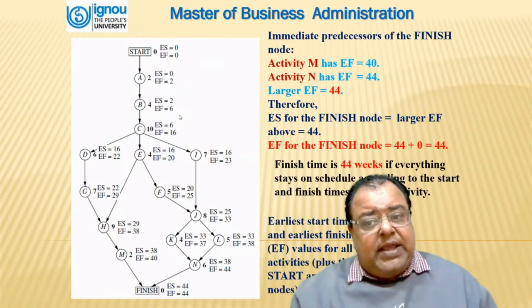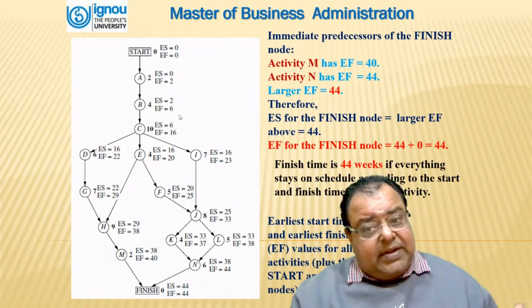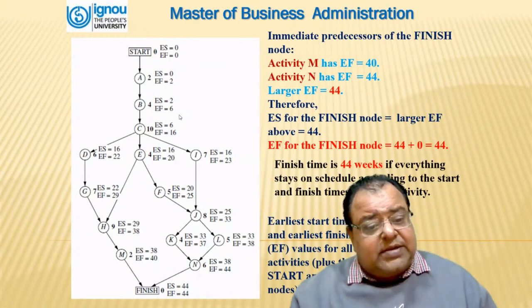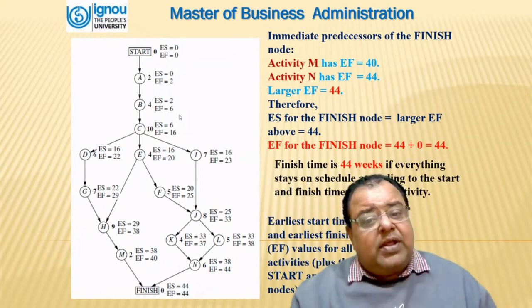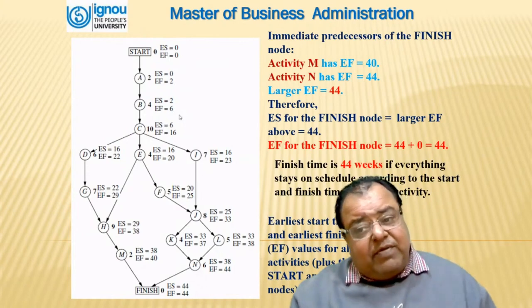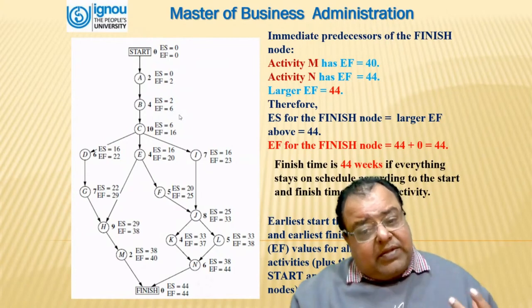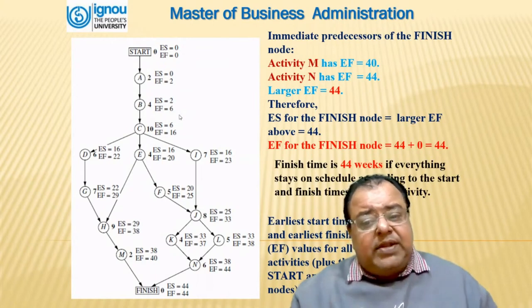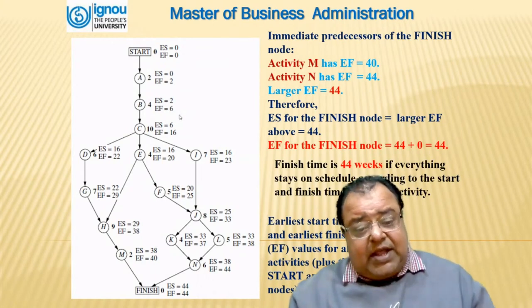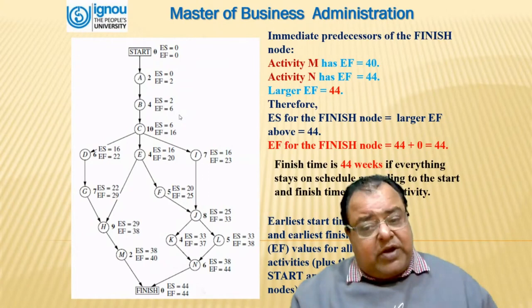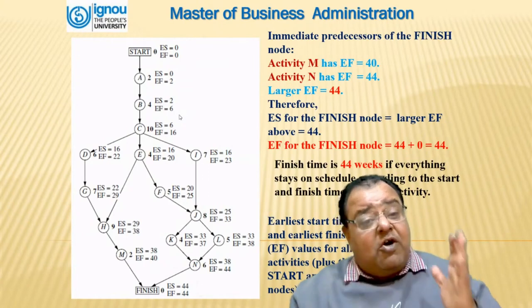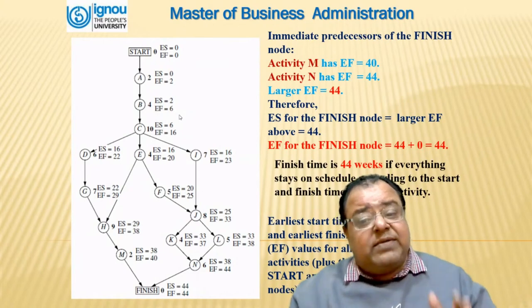We can see that the immediate predecessors of the finish node, activity L and activity M, have EF of 40 and 44 weeks respectively. The larger is 44. Therefore, the earliest start of the finish node will be equal to the larger earliest finish, which is 44 weeks. That means the earliest finish of the finish node, the last one, will be 44 plus 0, which is 44.